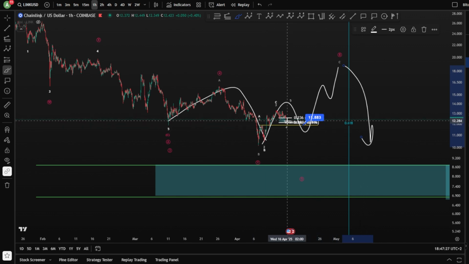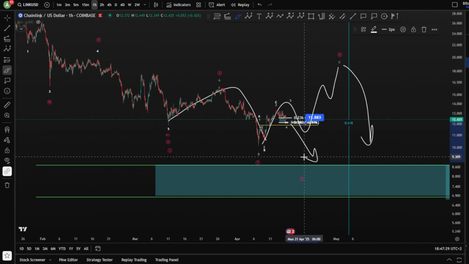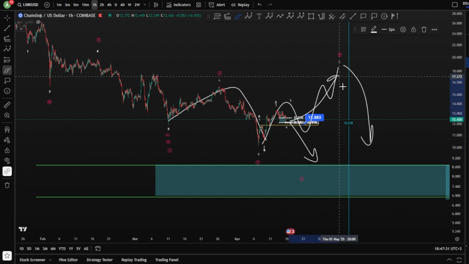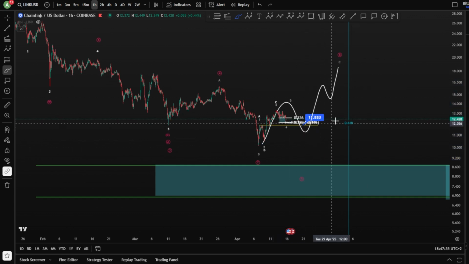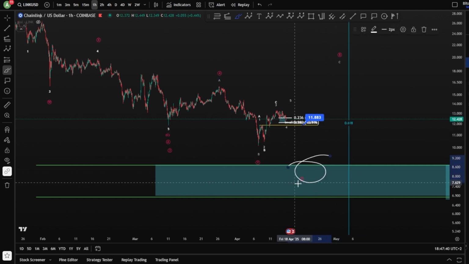Basically, in all case scenarios, you're looking for lower, but I still see a potential for one more leg towards the upside, if, of course, we do not hit the invalidation, and therefore move directly for this last low.